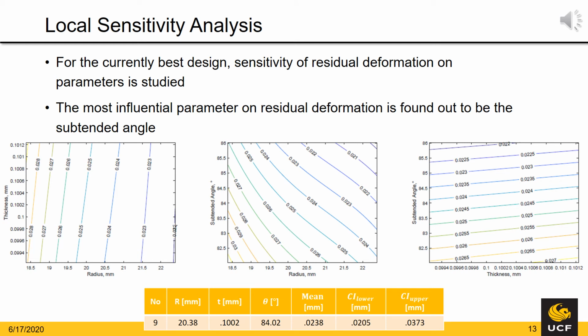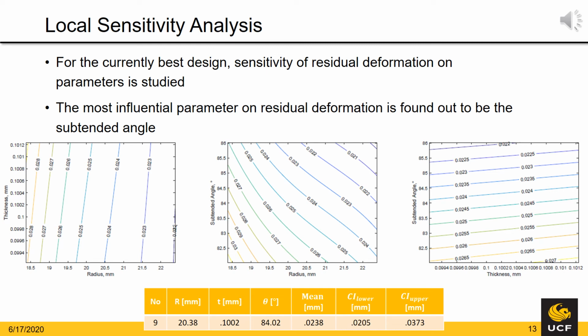A local sensitivity analysis was conducted on the ideal design point originating from the previous multi-objective optimization and the subsequent uncertainty analysis. Again, the input parameters were varied slightly and the resulting residual deformation was predicted with the surrogate model. The influence was then graphically analyzed in the 3 plots shown here.